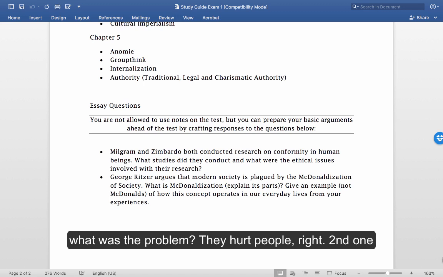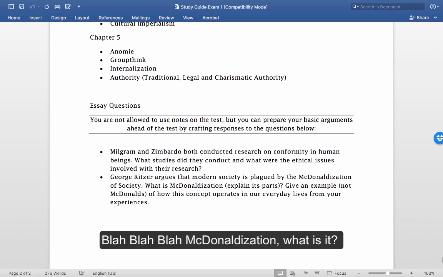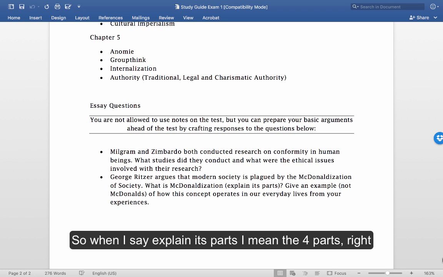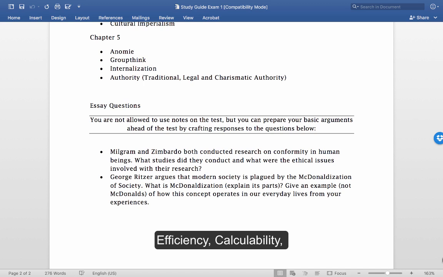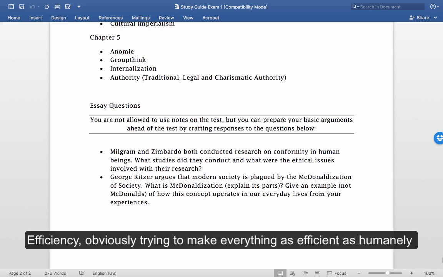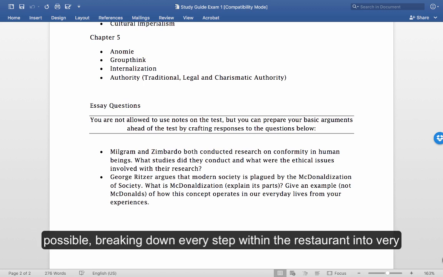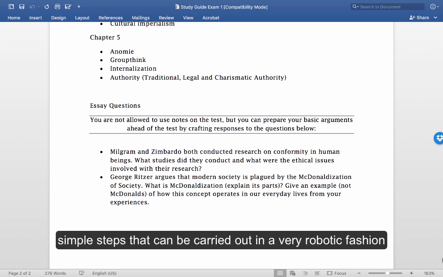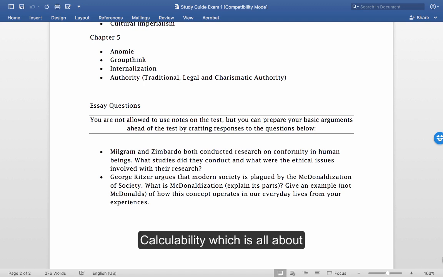All right, second one, McDonaldization. What is it? So when I say explain its parts, I mean the four parts, right? The efficiency, calculability, predictability, and control. What does that even mean? Efficiency, like obviously trying to make everything as efficient as humanly possible, breaking down every step within the restaurant into very simple steps that can be carried out in a very robotic fashion.